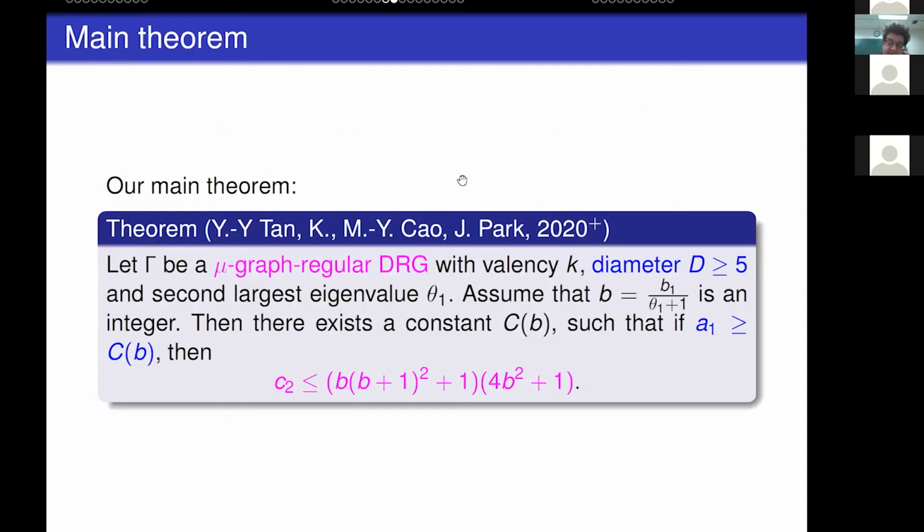So what is our main theorem? Our main theorem says that C2 is bounded by a function B if you know that your A1 is large enough. That is, we need that A1 is large enough, and then you can bound C2. So this gives some new progress in this particular problem.